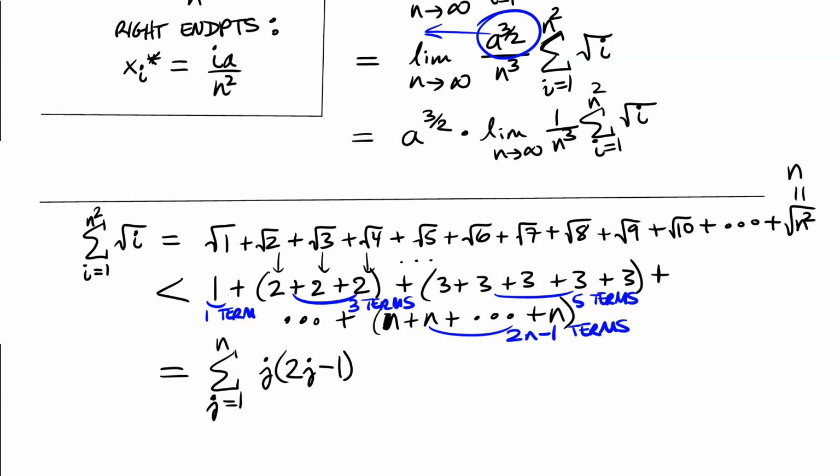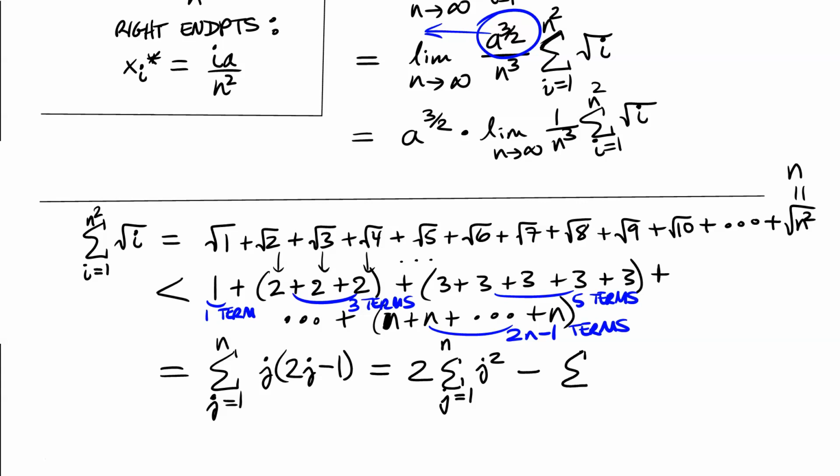And so this sum now represents 1 times 1 plus 2 times 3 plus 3 times 5, and so on, all the way up to n times 2n minus 1. But we can add this up because now we can use the formulas for the sum of powers. So this is twice the sum of the j squared powers minus the sum of the powers j.